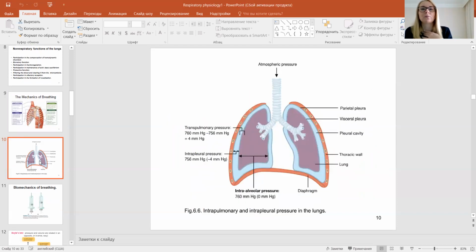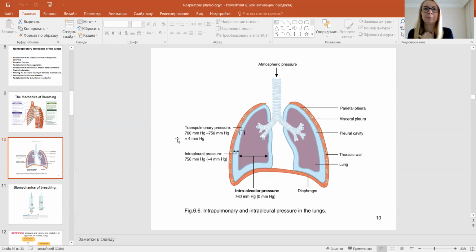In order to understand the biomechanism of respiration, it is necessary to first consider different pressures in different areas of respiratory system. So first one important pressure is called atmospheric pressure, which is equal to 760 millimeters mercury.